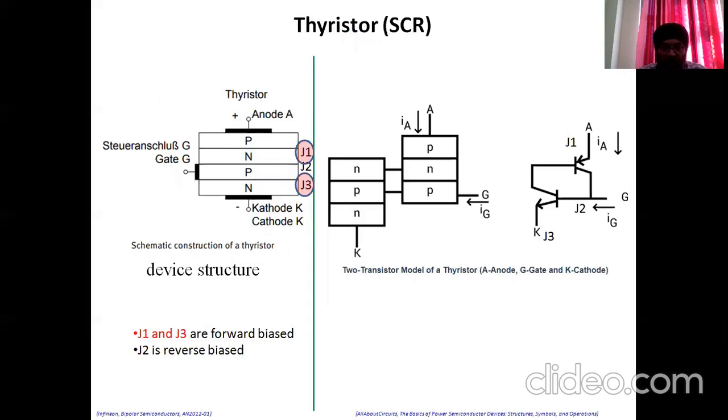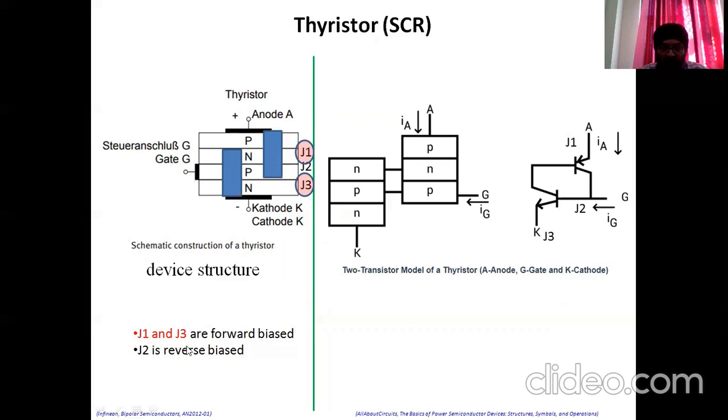So how does it look like? This thyristor, this silicon controlled rectifier, is a 4-layer device, PNPN. If we have a 4-layer device, we have 3 junctions, J1, J2, and J3.